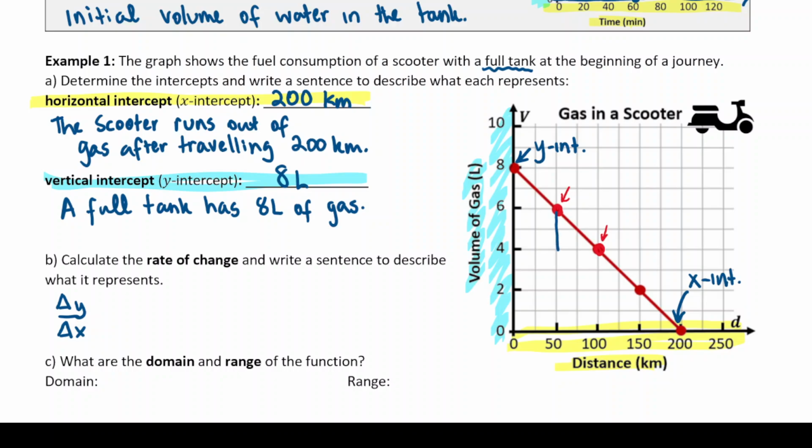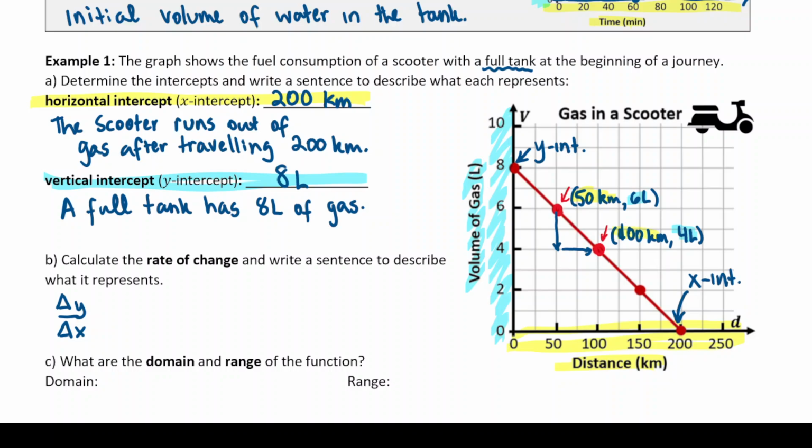So let's go from here down to here and see how much the blue changed by compared to the yellow numbers. So at this point here, we're at 50 kilometers. I'm just going to label the points. And there was 6 liters of gas in the tank. And then we went to 100 kilometers, and there was only 4 liters of gas in the tank. Again, you can do this with any 2 points. I'm just coloring to keep the colors consistent.